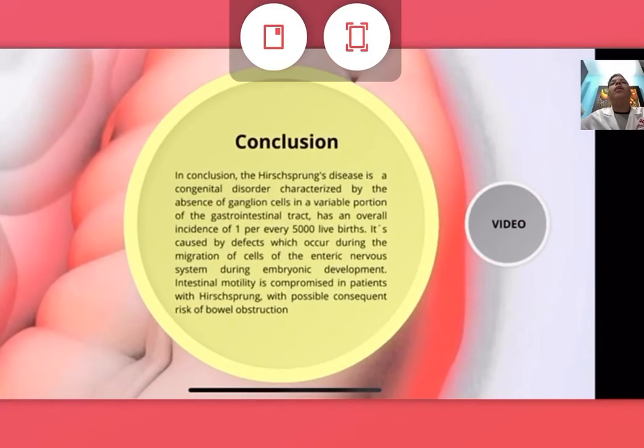And finally, we have the conclusion. Well, Hirschsprung disease is a congenital disorder characterized by the absence of ganglion cells in a variable portion of the gastrointestinal tract. It has an overall incidence of 1 per every 5,000 live births. It's caused by defects which occur during the migration of cells of the enteric nervous system during embryonic development. Intestinal motility is compromised in patients with Hirschsprung, with possibly consequent risk of bowel obstruction.